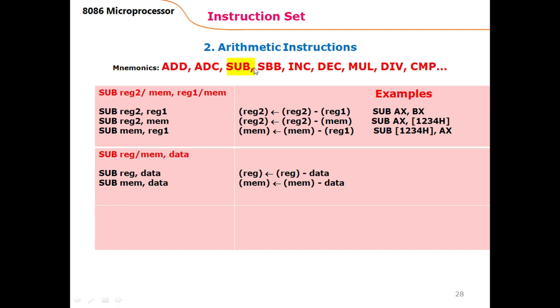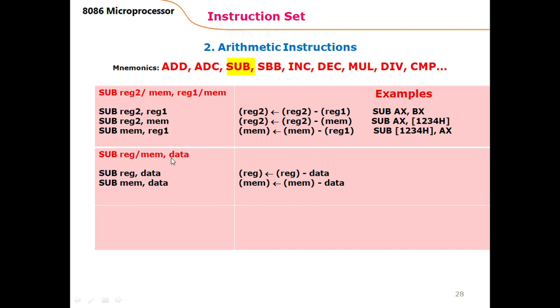Subtraction is also available where immediate data is provided, while the destination of the result can be a memory location or a register. One more thing about this form is that the source and destination cannot both be memory locations. This is not allowed. For example, if you use SUB memory 1, memory 2, this is not allowed. Memory to memory access, memory to memory subtraction, memory to memory addition, or memory to memory data transfer is not allowed by these instructions.